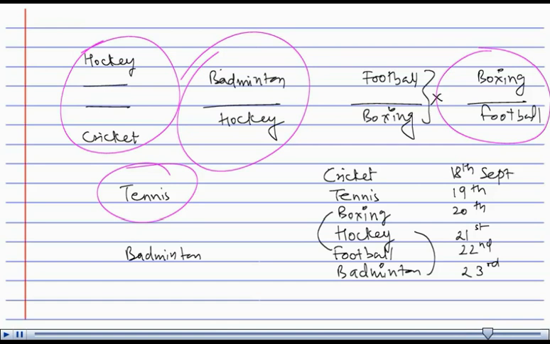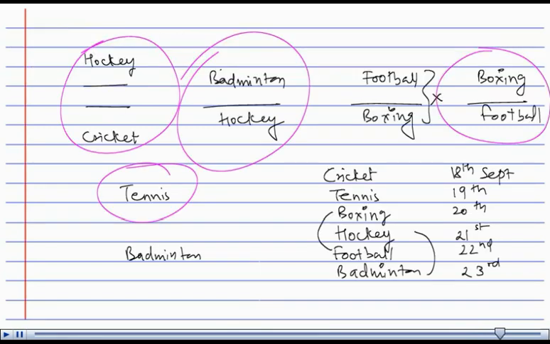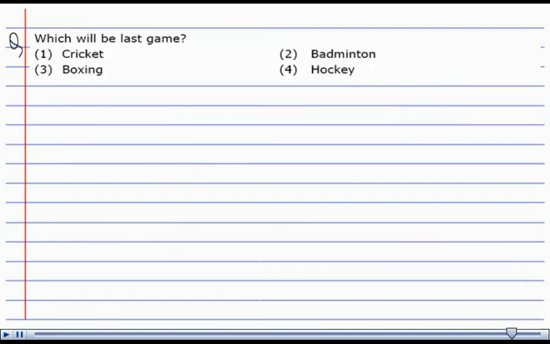Now let us try to answer the question. The question is, which will be the last game? As we can see from the order, the last game going to be played is badminton on 23rd. So the correct answer for this question is option number 2.